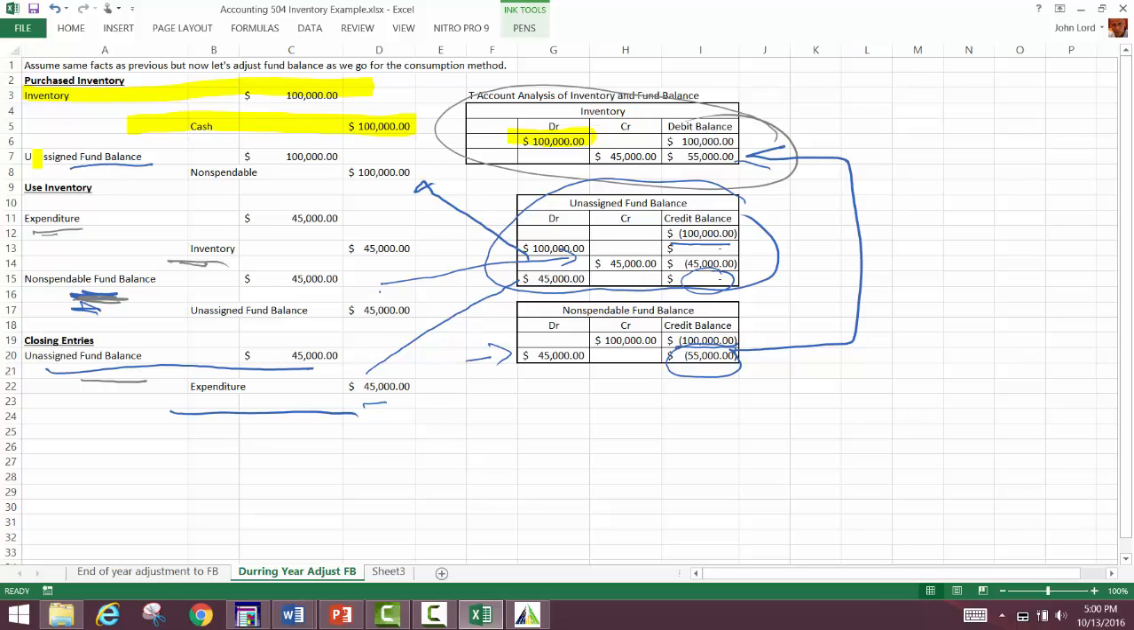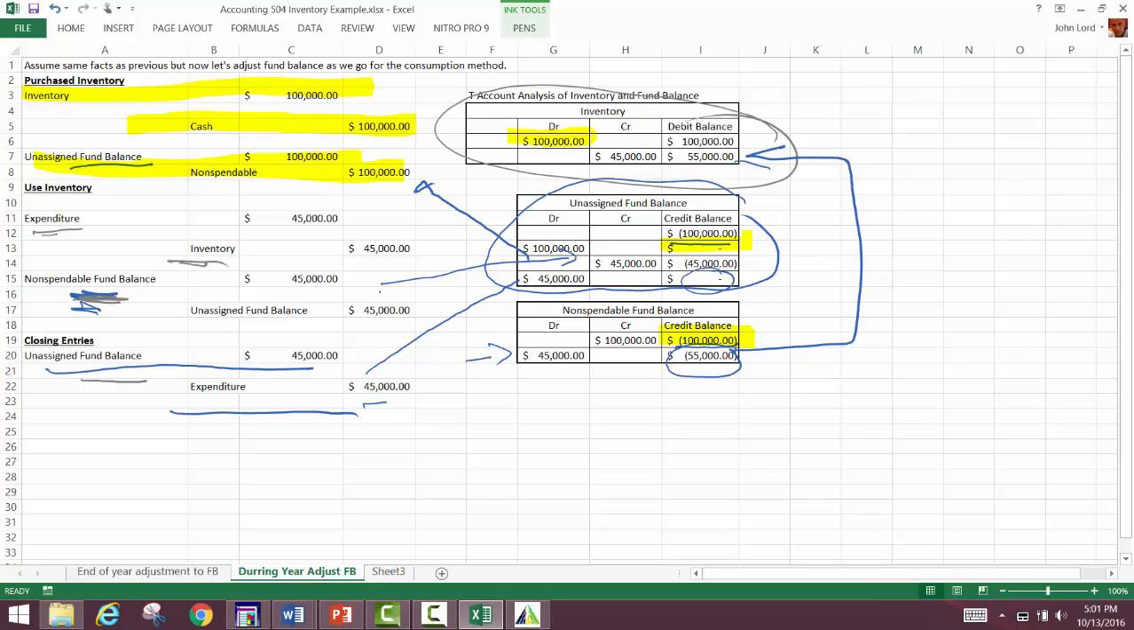At the same time, I update my fund balance so that I am debiting the unassigned fund balance and crediting the non-spendable fund balance. The non-spendable fund balance now shows that I have that inventory in there, and my unassigned is now 0, because remember it started out with 100,000 because we had that cash up there, right? Everything's perfect, isn't it? The balance sheet is showing right at any point in time.